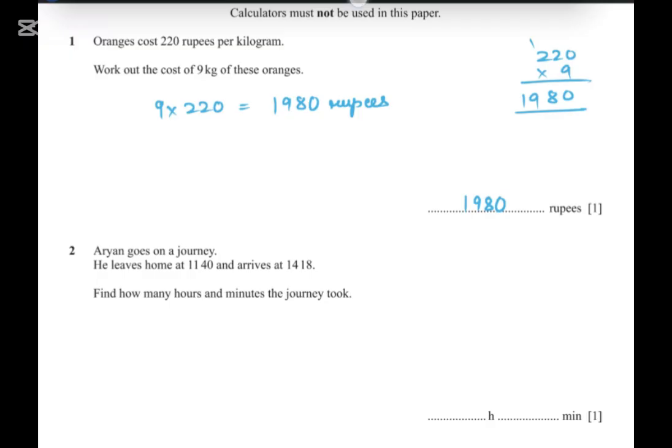Question number 2. Aryan goes on a journey. He leaves home at 11:40 and arrives at 14:18. Find how many hours and minutes the journey took. So we have to find the time duration here from 11:40 to 14:18.